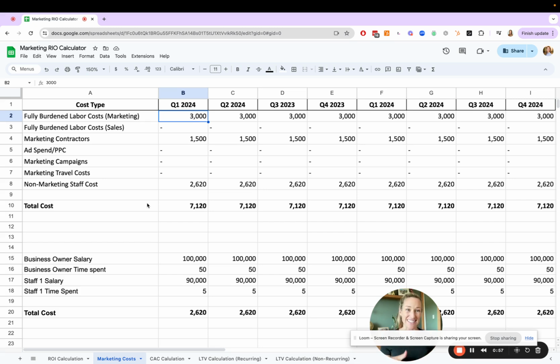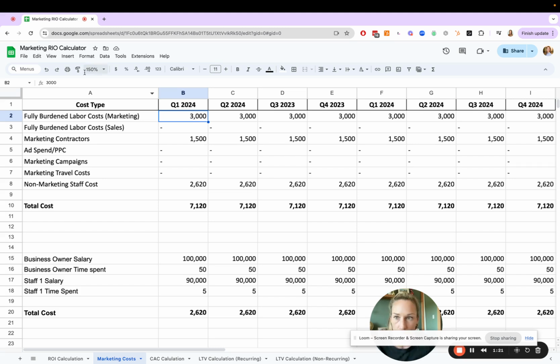What you need to do instead is be able to explain to them what their return on investment is. If they spend $1 in marketing, how much money do they actually get back? So this is my marketing ROI calculator. First, what we want to do is take on a monthly basis all of our marketing costs.